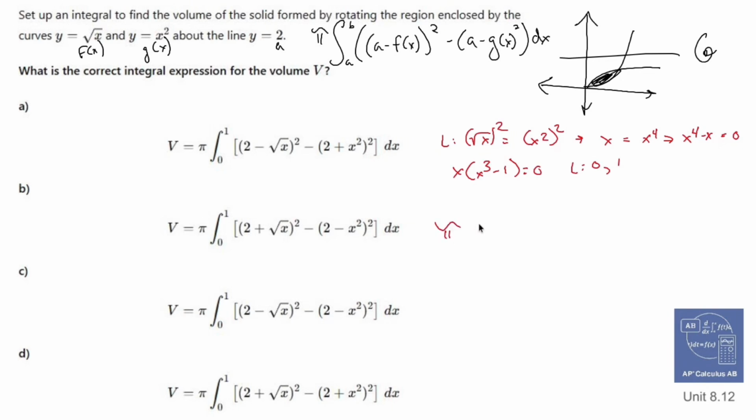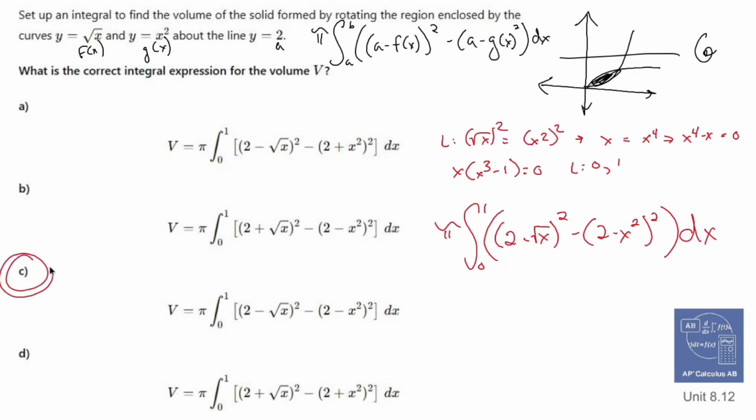So putting all this together: pi, integral from 0 to 1, parentheses, a is going to be my 2, so 2 minus f of x, which is the square root of x, squared, minus 2 minus g of x, which is x squared, squared, close it, dx. And the one that seems to match that is C.